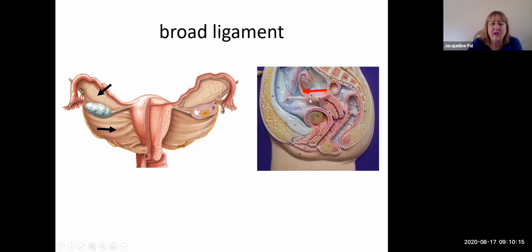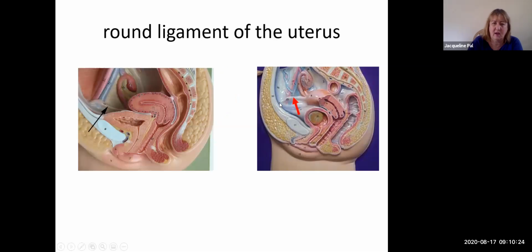But if you continue anteriorly, can you see this white structure which is going towards the anterior abdominal wall on the inside? Okay. So that structure is the round ligament of the uterus. And I write of the uterus because there's more than one round ligament in the body.